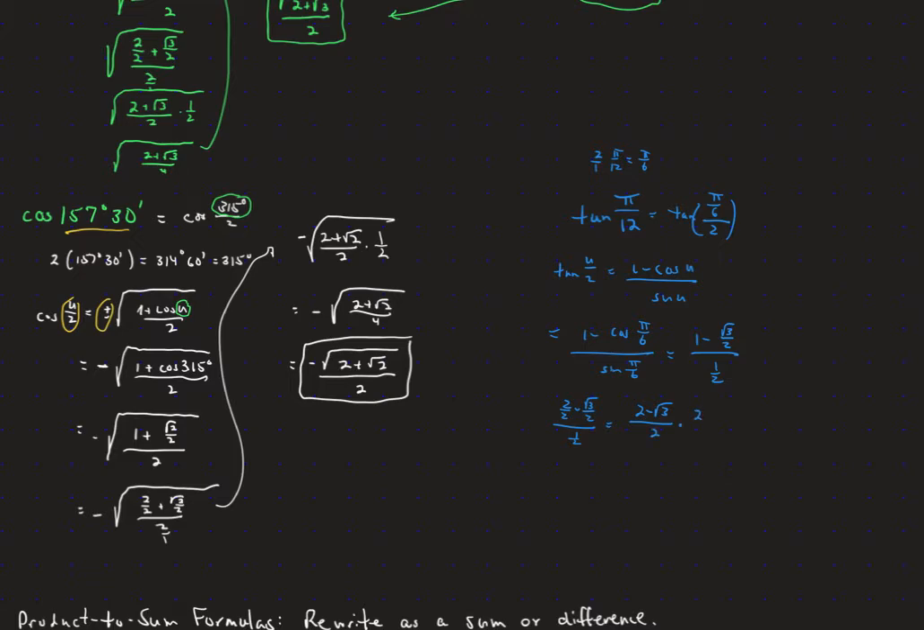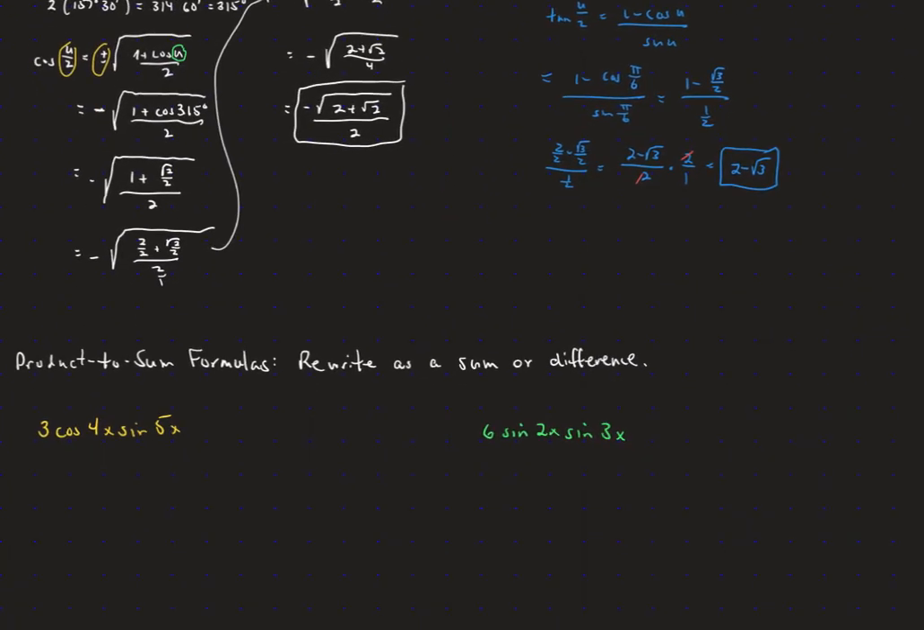And then I'm going to multiply by the reciprocal. We'll be able to cancel those. And our final answer is going to be 2 minus the square root of 3. And on the tangent half angle formula, it will determine the sign for you. So that one, you don't have to make that call like you do with the sine and cosine formulas.